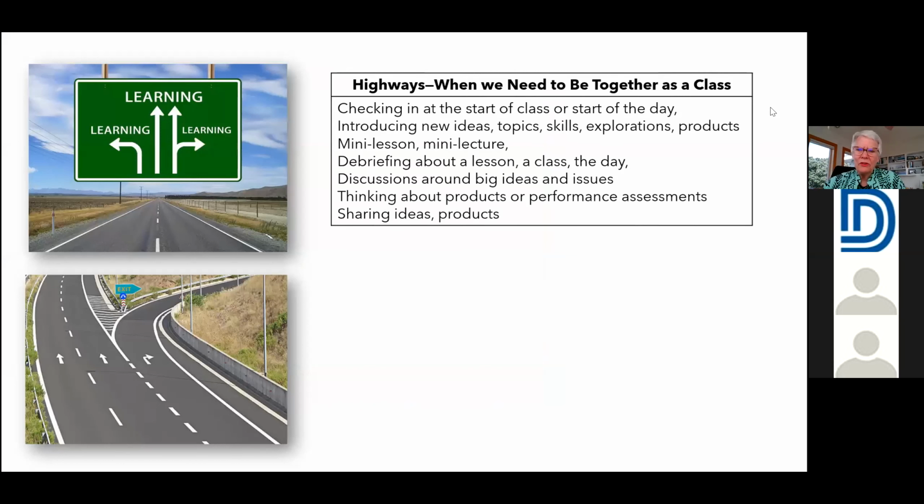So differentiation suggests that we plan our time in terms of highways when all of us need to be together as a class. This is a place where we are going to talk about, make decisions on, review things as a group.